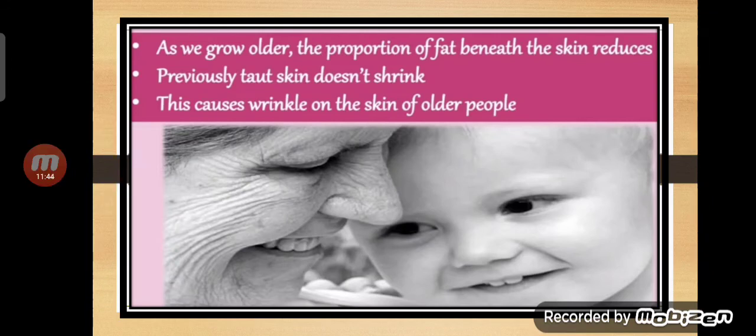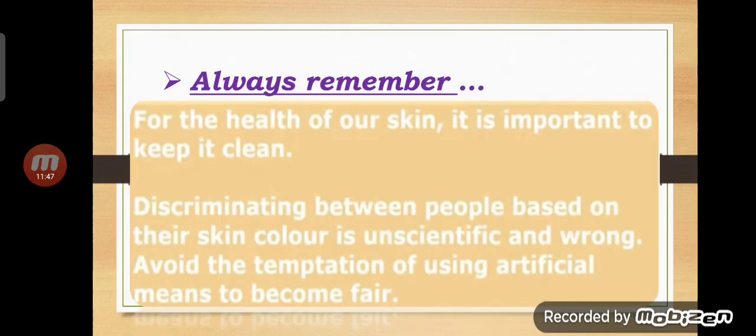Now, the next one, children, always remember for the health of our skin, it is important to keep it clean. So, children, for the health of our skin, what do we have to do? Yeah, we have to keep our skin clean every time. Discriminating between people based on their skin color is unscientific and wrong. Avoid the temptation of using artificial means to become fair.